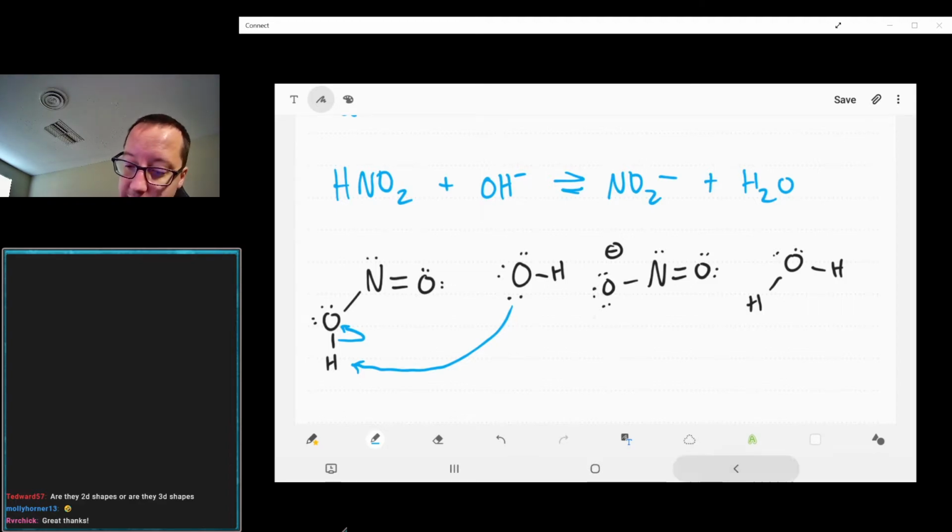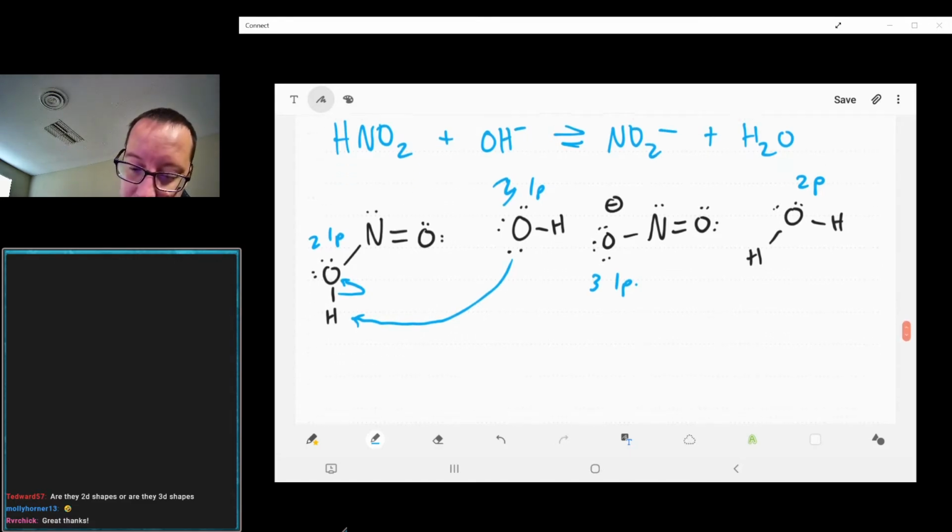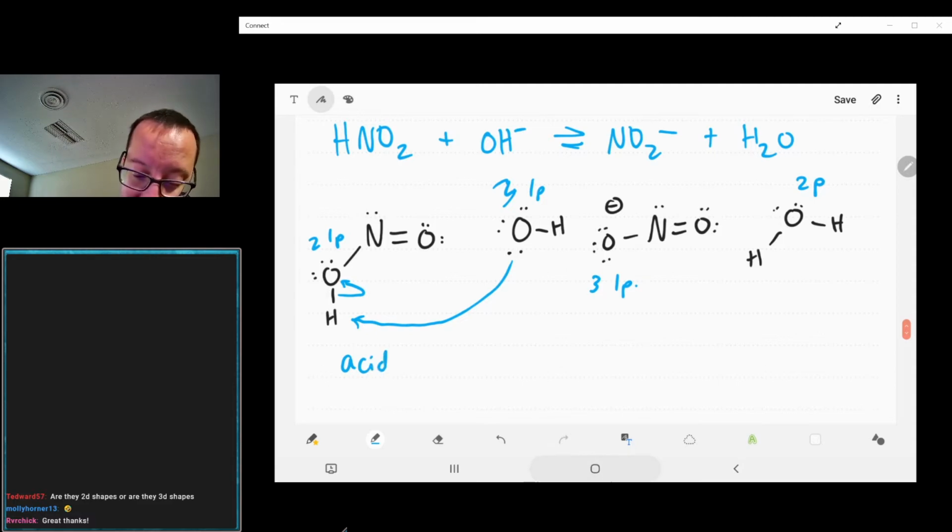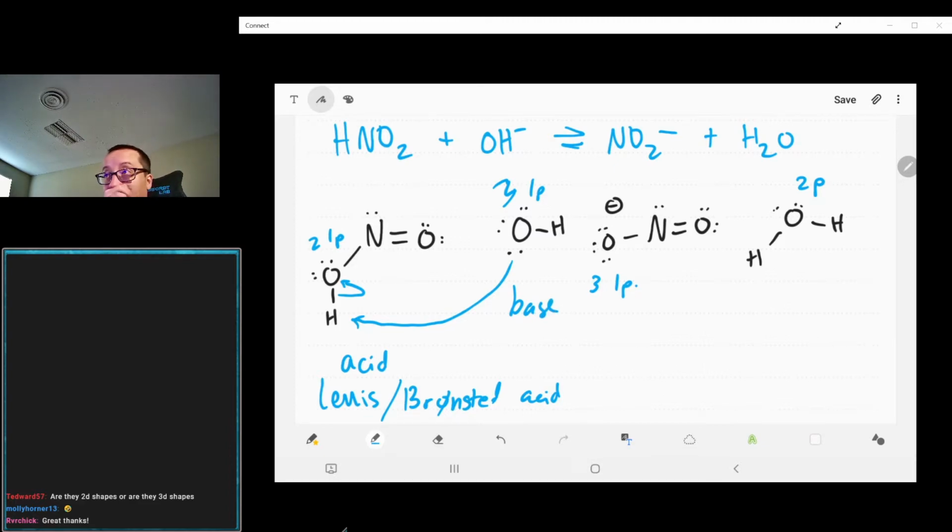We can see now this oxygen here has 3 lone pairs, this oxygen has 2 lone pairs, whereas this one previously had 3 lone pairs, and this oxygen had 2 lone pairs. And so we can see very clearly that we're going to be increasing our lone pairs for the nitrite, and decreasing for the hydroxide. So we know that this will be our acid. It's both a Lewis acid and a Bronsted acid. And then our hydroxide, of course, is going to be our base, both in terms of Lewis and Bronsted.